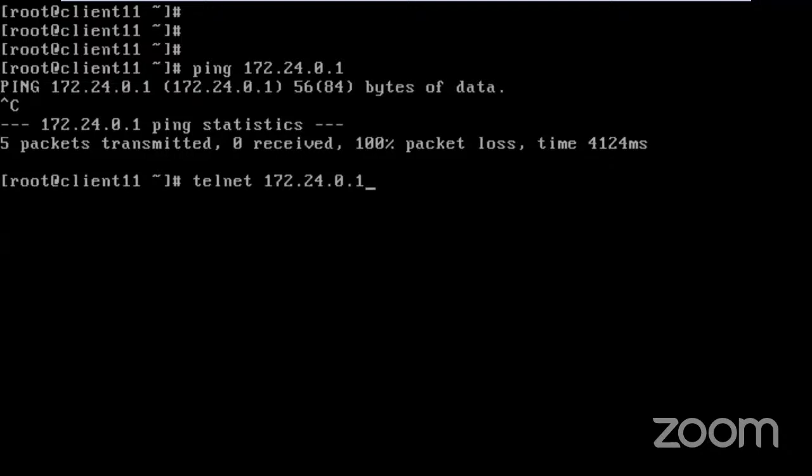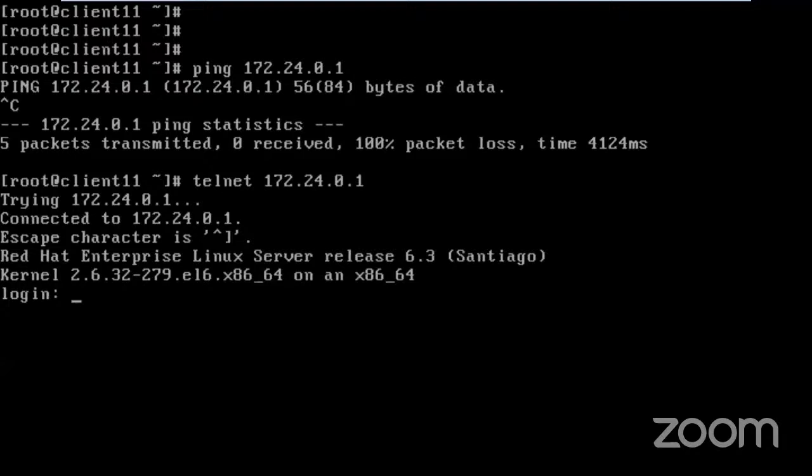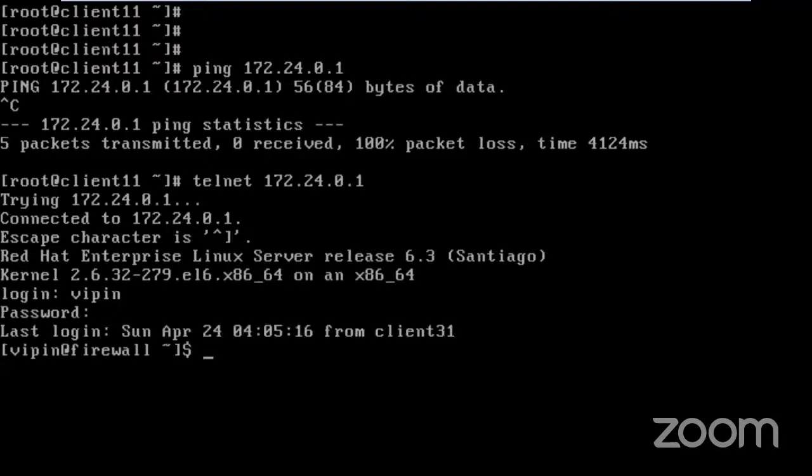So let us check. Now what is happening? This is working. Telnet is working. So please remember, firewalls do not work on emotions. What we have specified to our firewall is to block ICMP. So it is only going to block ICMP traffic, only ping traffic. It is not going to block telnet or SSH type of traffic.